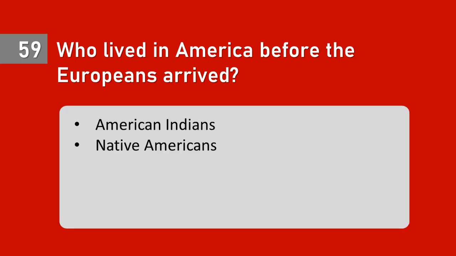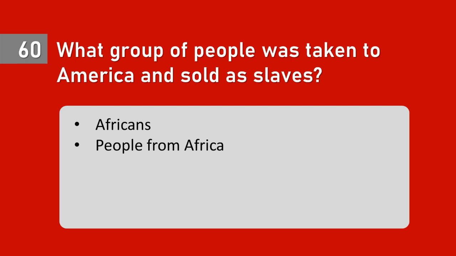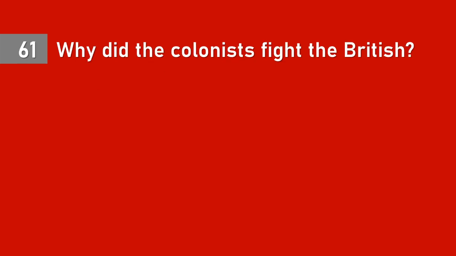Question 59. Who lived in America before the Europeans arrived? American Indians. Native Americans. Question 60. What group of people was taken to America and sold as slaves? Africans. People from Africa.